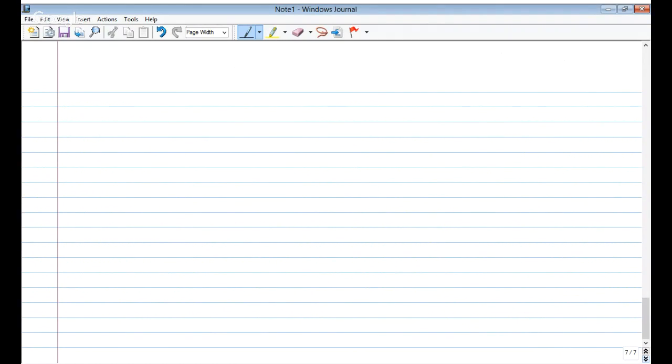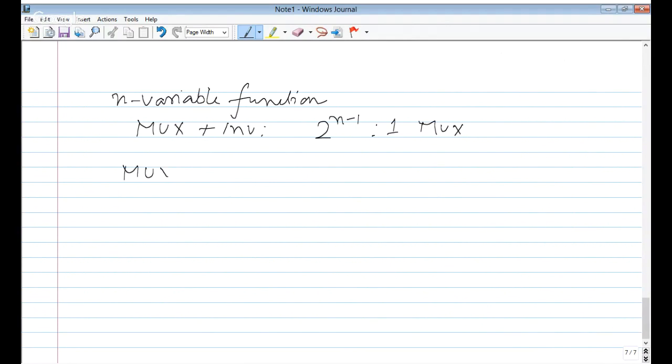Next is again from Naveen Kumar. If one multiplexer and one inverter are allowed to be used to implement any n variable function, how much multiplexer will you use? See, for any n variable function, if you have mux plus inverter, then you only need 2 to the power n minus 1 is to 1. But if you only have mux, then you need 2 to the power n is to 1 mux. So remember this general rule. If you have inverter, you require one less line. If you don't have inverter, you require one more line.